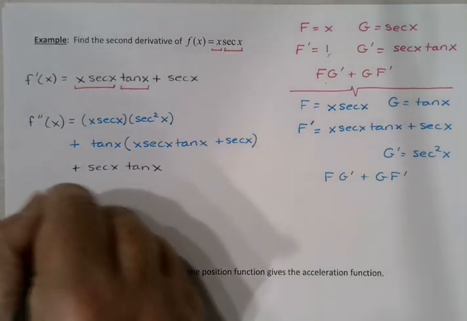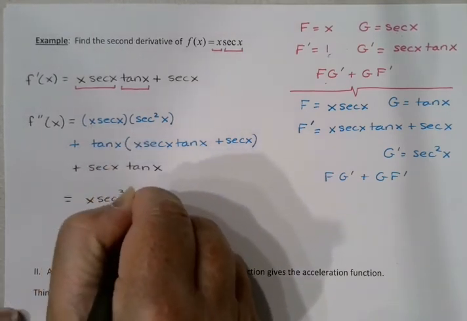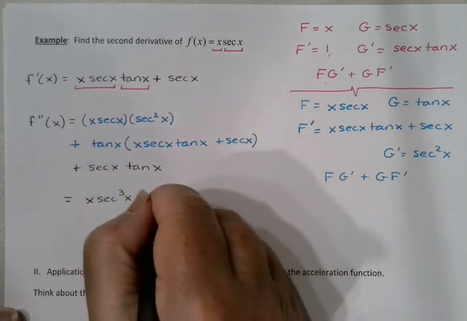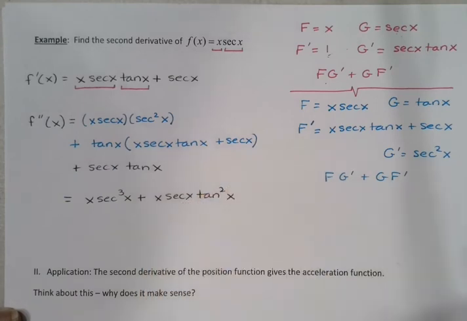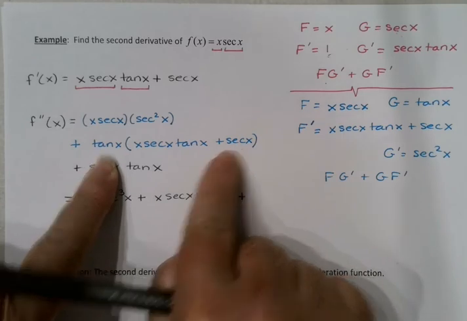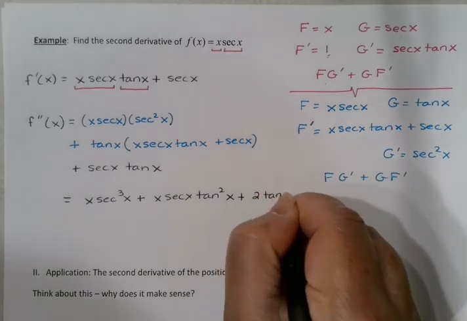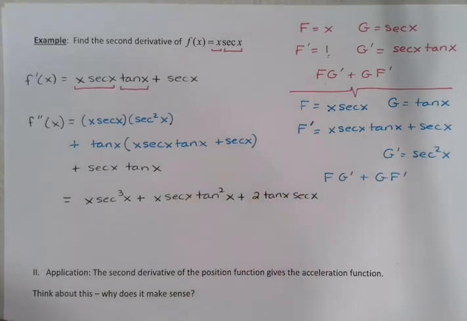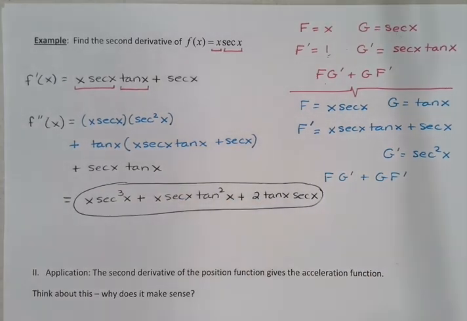Let's clean it up just a little bit. I'd have x secant cubed x plus, distributing here, would give me an x secant x tangent squared x. And then here I'm going to get tangent x secant x. And there's another tangent x secant x, so 2 tangent x secant x. And I think we're going to call that about as good as it's going to get. Thank goodness we didn't ask for the third derivative, right?